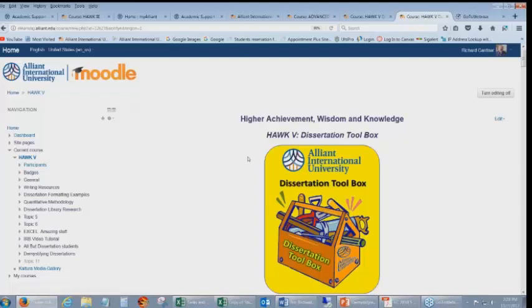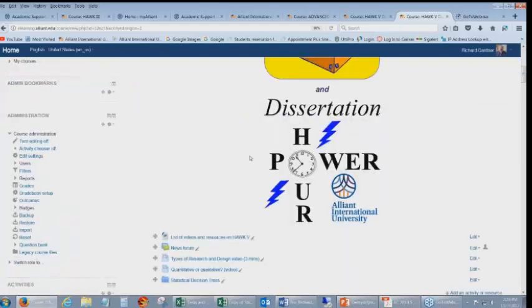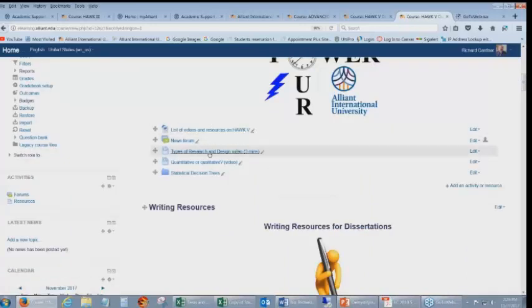So in no particular order here, I have a list of videos and resources on the Hawk 5. It probably needs to be updated. A quickie research design video, whether you want to do a quantitative or qualitative study. And I got to be honest with you, we tend to lean towards quantitative because we get 10 times as many requests for quantitative as we do qualitative. But here's some writing resources, right?